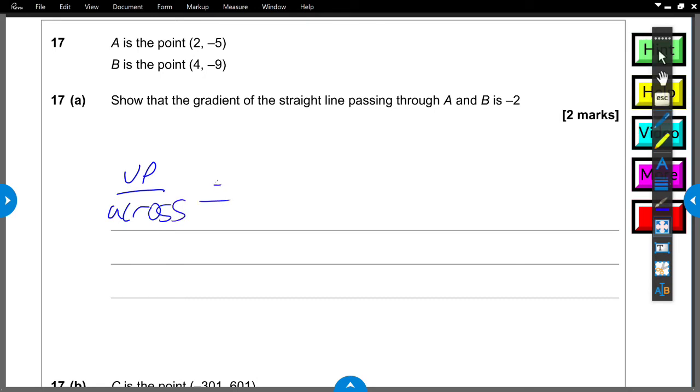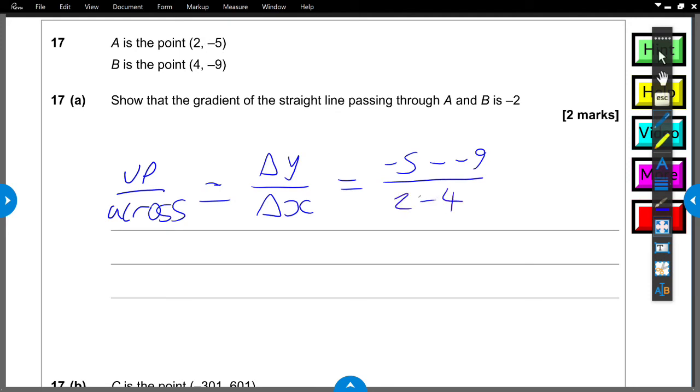More mathematically, it's change in y, delta, that's the triangle. That means change in y over change in x. So essentially you pick one of your y values, so I'm going to pick -5, and I'm going to minus the other y value, which is -9. That works out the change in y. And then I do 2 minus 4. It doesn't matter which of these coordinates you pick first.